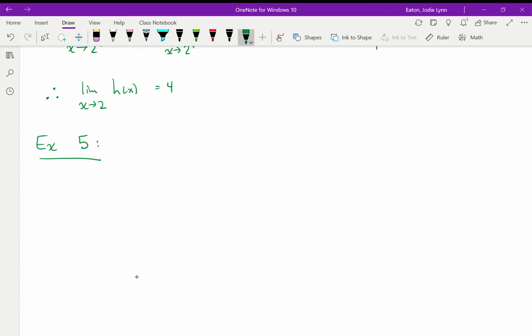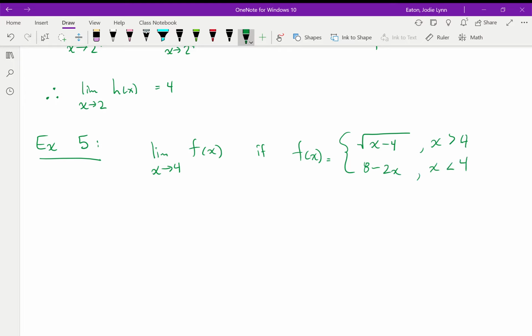So we have the limit as x approaches 4. We're going to evaluate the limit of f of x as x approaches 4 if f of x is radical x minus 4 for x greater than 4 and 8 minus 2x for x less than 4. And we can see that this function is not defined at x equals 4. But even though it's not defined at that point, it is still possible for us to find the limit as we approach that point.